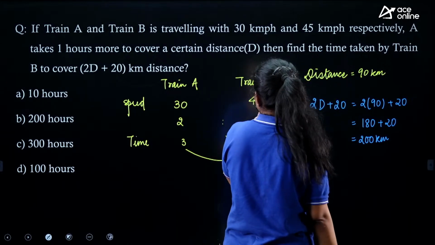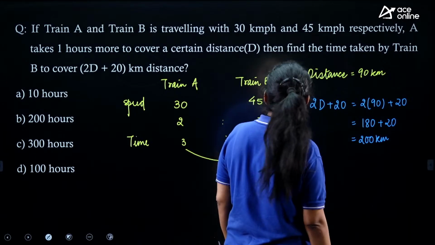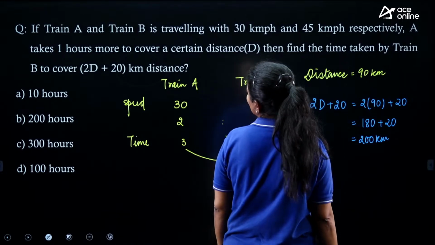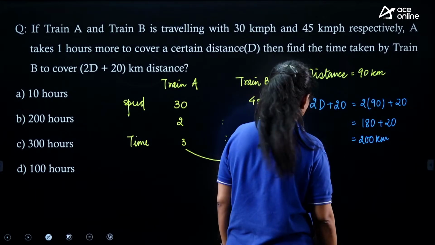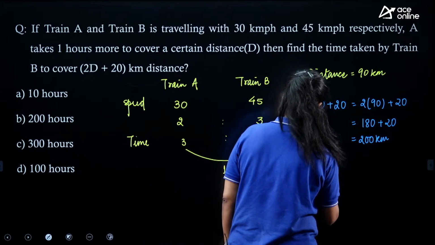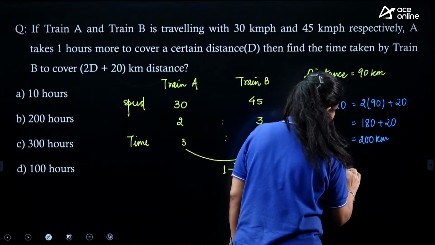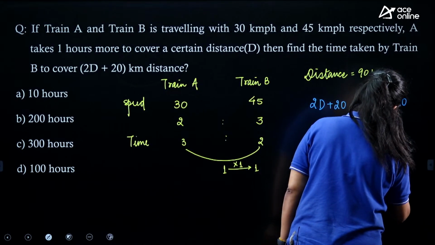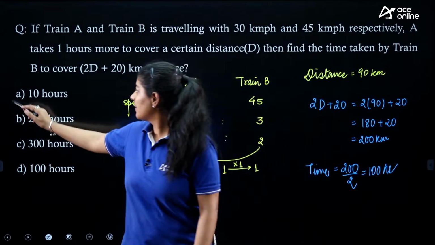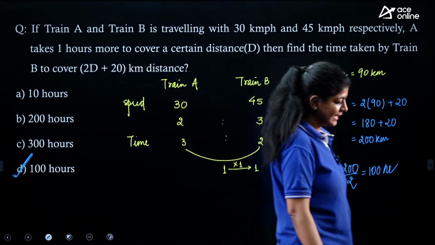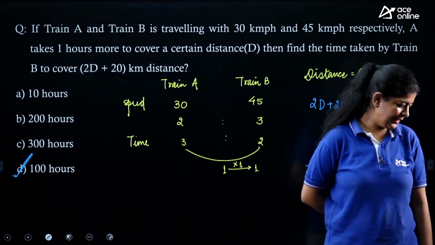And the speed of train B is 45. So here we need to find out the time. Time is nothing but 200 by 2, that is 100 hours. Option number D is the correct one, right?